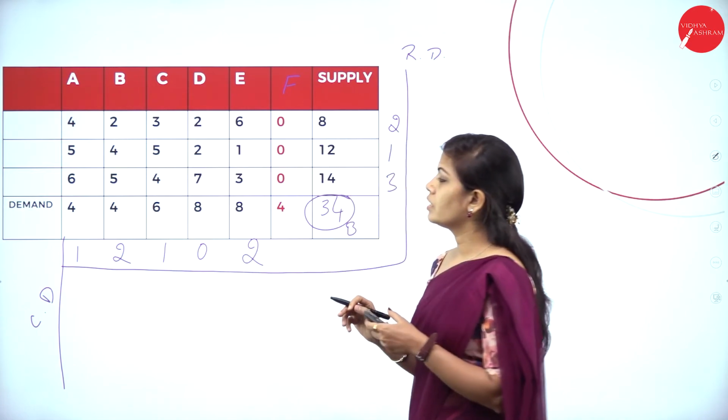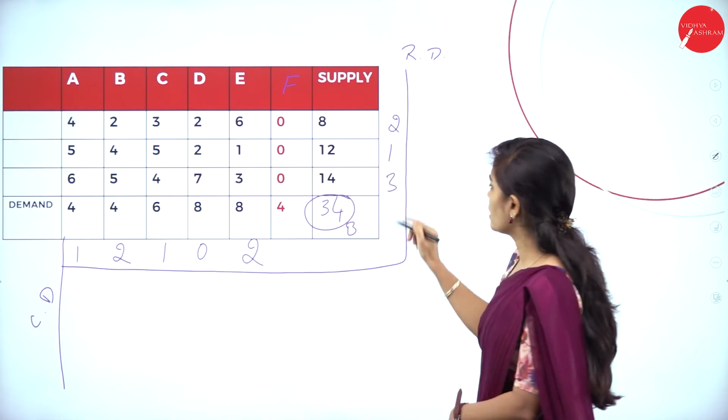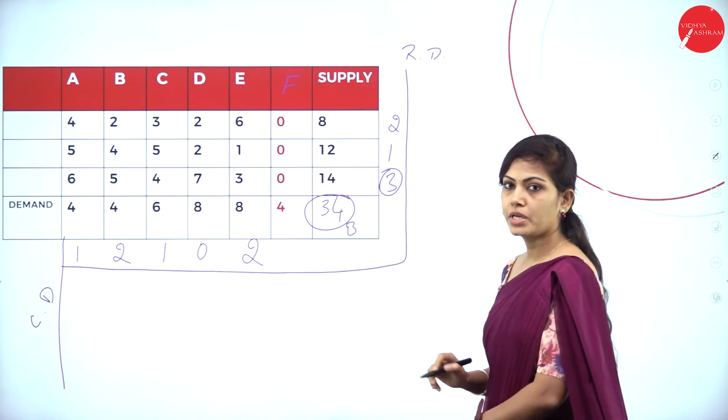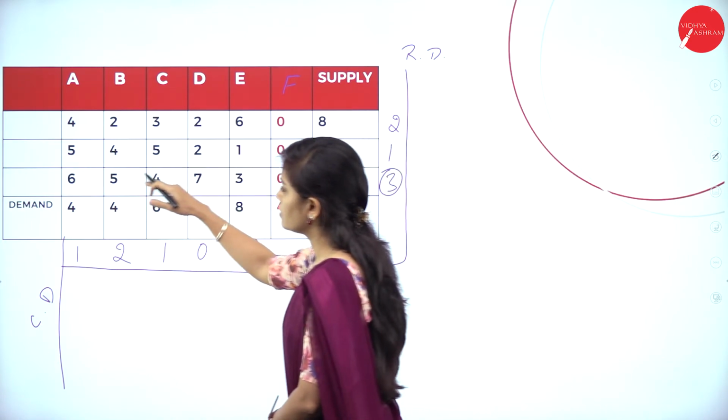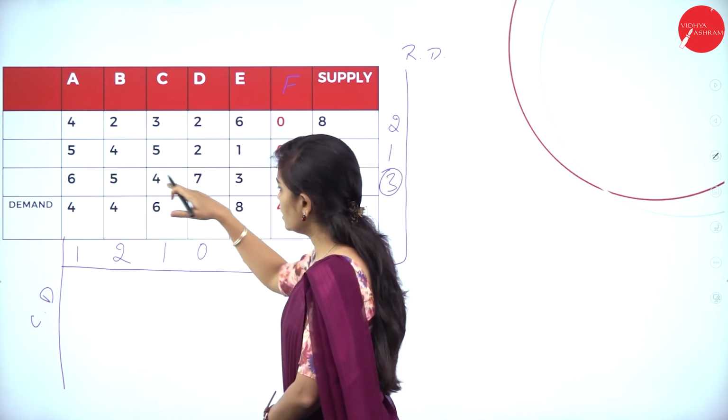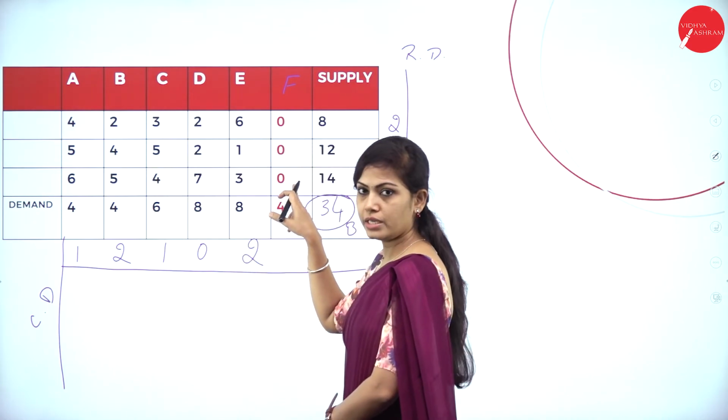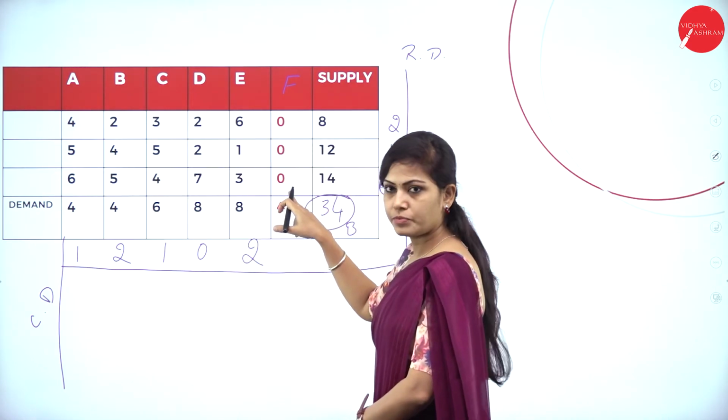So now, take the highest penalty cost. Highest penalty cost is 3. So, it comes under the third row. In the third row, least value is 0, right? So, I will take this is the least cell.